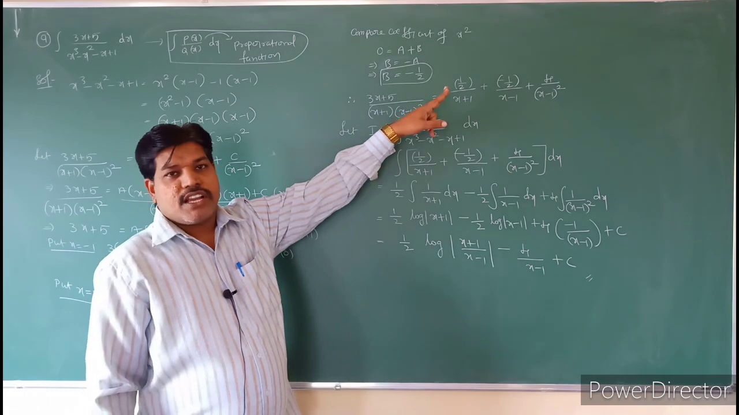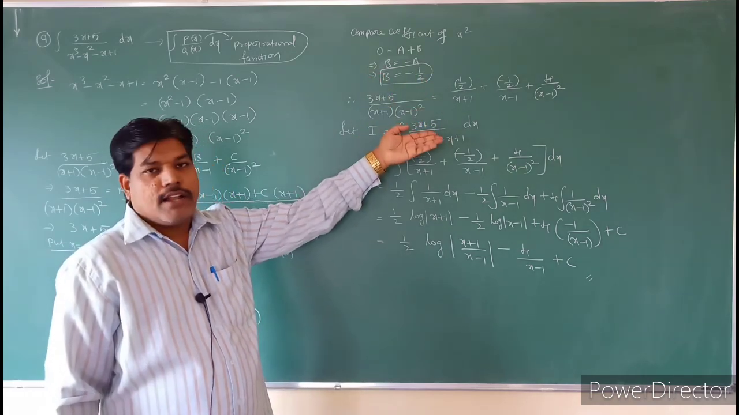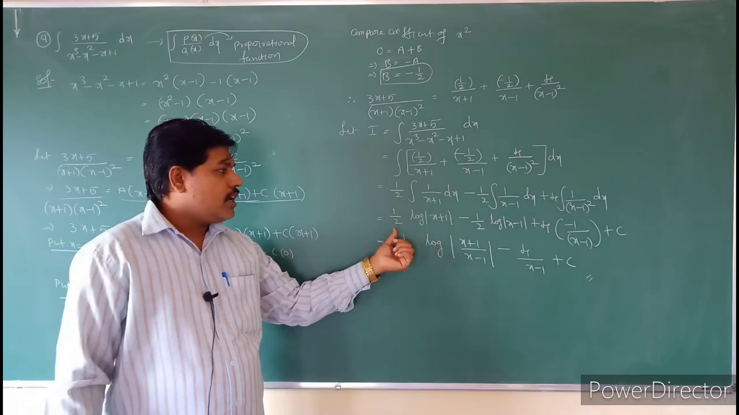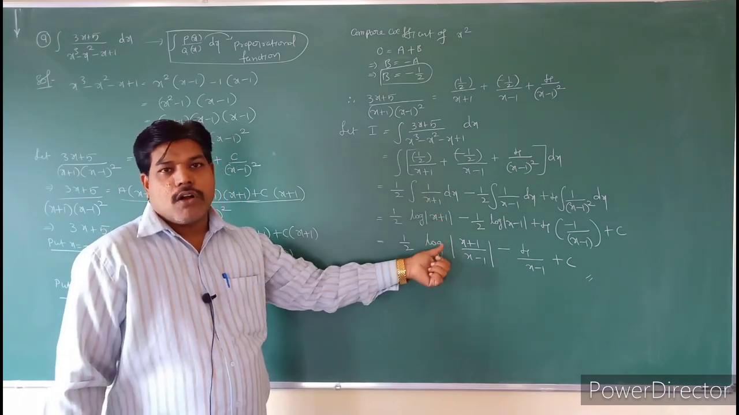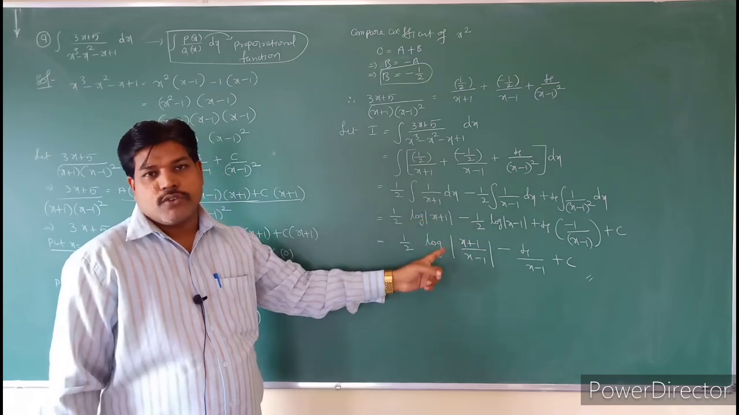B is equal to minus a. B value will become minus 1 by 2. Replace the values and apply the integrations. So here the integration of 1 by ax plus b is log of mod ax plus b by a. So x plus 1 derivative is 1, there is no need to write.